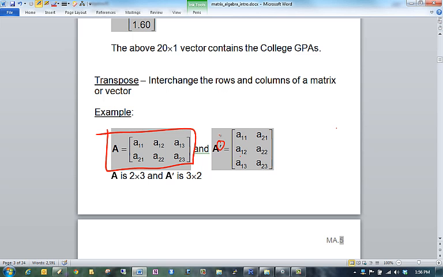If I put that little prime mark there, meaning now I have A prime, what that essentially means is I have a transpose of A. So I'm going to take the first row, now make that my first column. I'm going to take the second row and make that my second column. So A was a 2 by 3 matrix. A prime is going to be a 3 by 2 matrix.